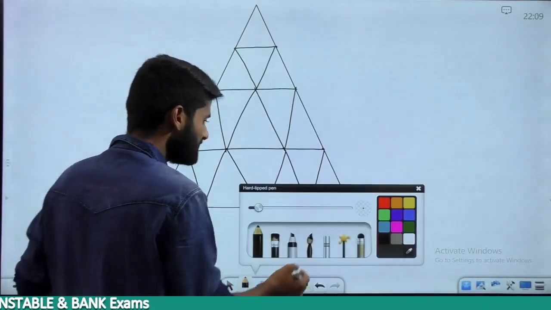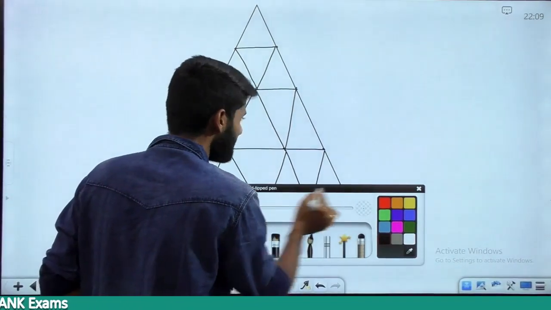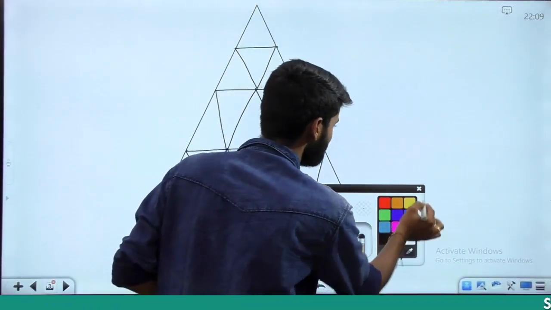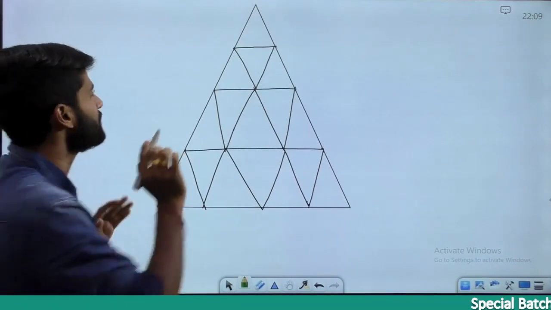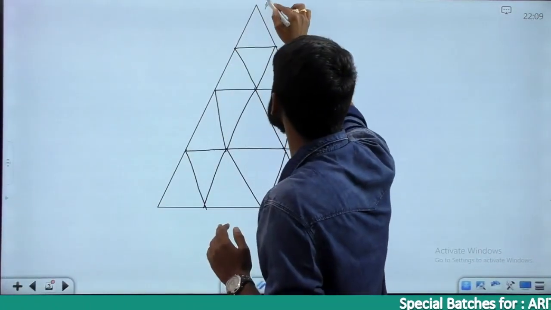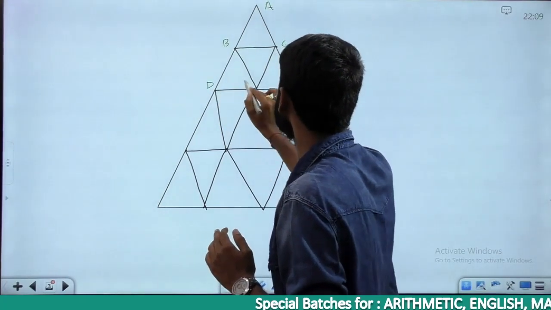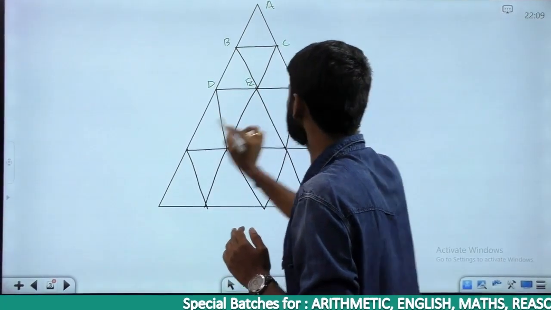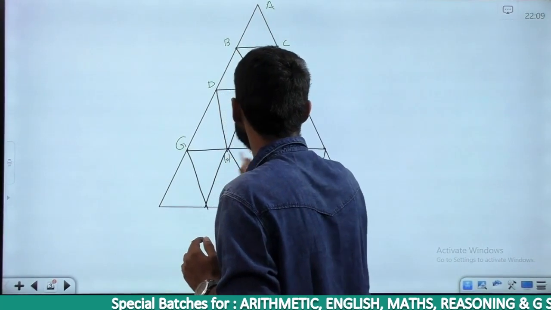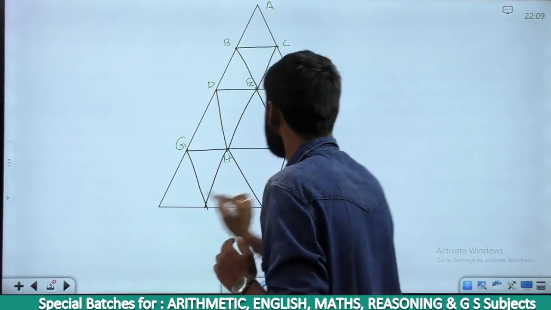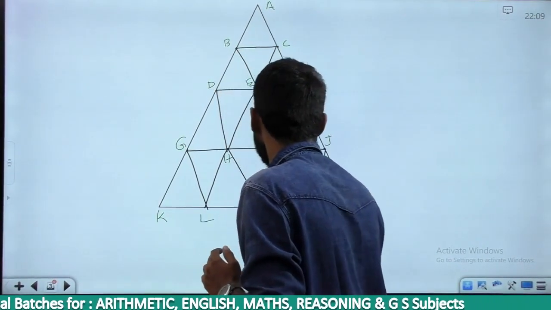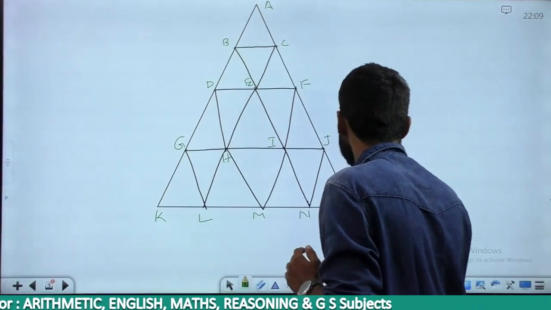What is the basic approach to count the total number of triangles in this figure? First of all, I will go with manual counting, guys. I just take some different names: A, B, C, D, E, F, G, H, I, J, K, L, M, N, O. I just give some namings.